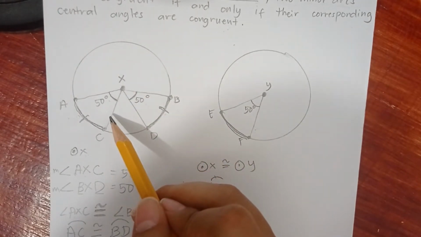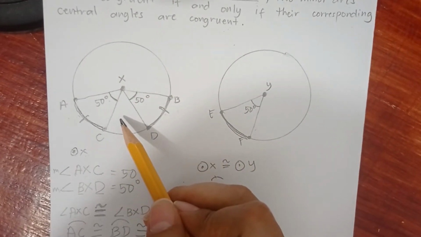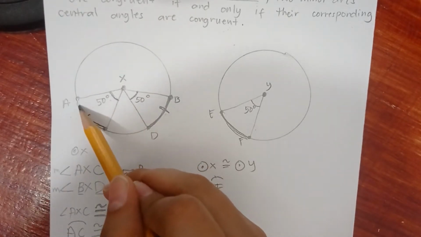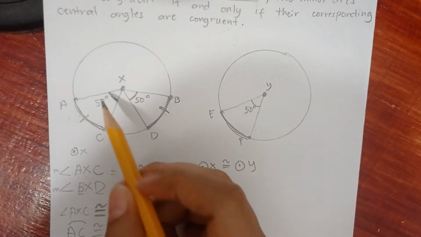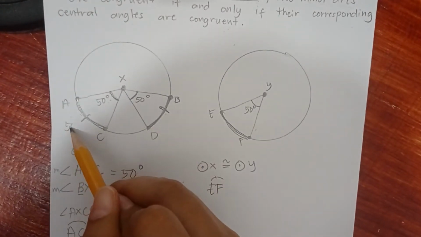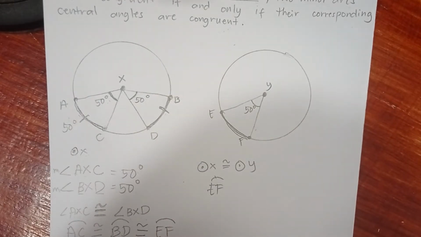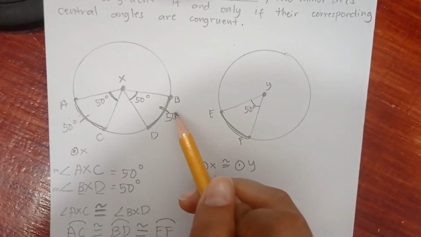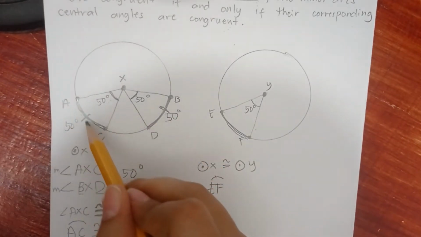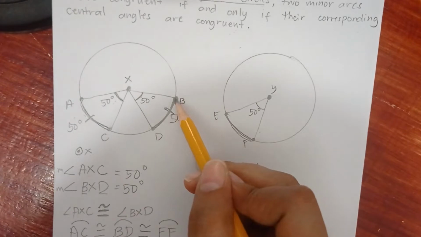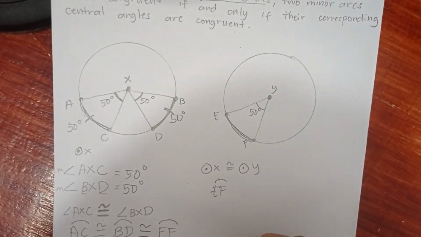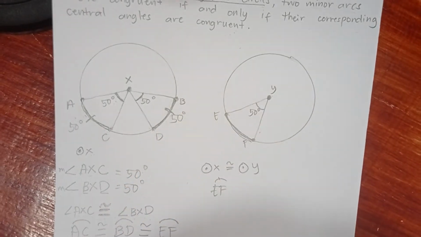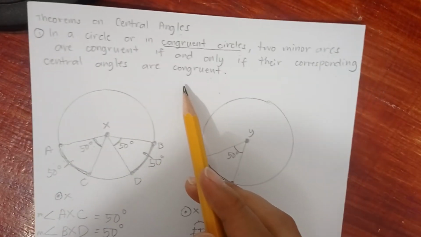Diba? Sa central angles, sabi natin dun sa theorem about central angles, kung ano ang measurement ng central angle mo, yun din ang measurement ng intercepted arc niya. So, kung 50 degrees ito, automatically, this arc also measures 50 degrees. So, kung 50 degrees din ito, automatic 50 degrees din ito. So, kitang-kita naman, magkapareho ng sukat ang arc AC at arc BD. Therefore, you can conclude na congruent ang arc AC at arc BD. So, tama yung sinasabi ng theorem.